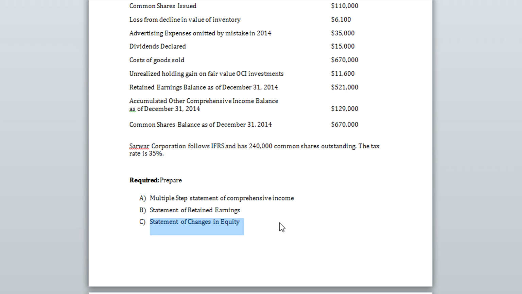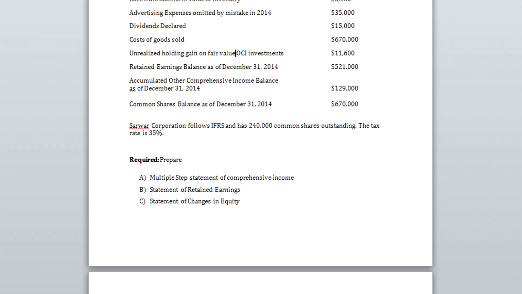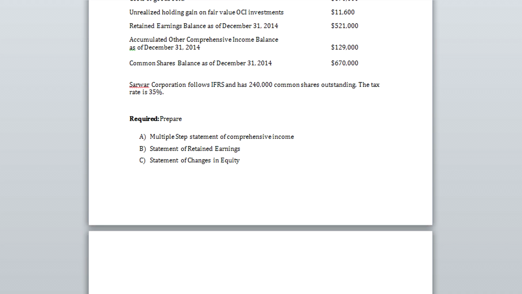Of course we're going to start with the statement of comprehensive income, which is the same thing as an income statement. We just call it a statement of comprehensive income because, as you can see here, we have other comprehensive income, this OCI right here, and that causes us to change the name of the statement from the income statement to the statement of comprehensive income. Just a little bit of theory there for you, not a big deal.